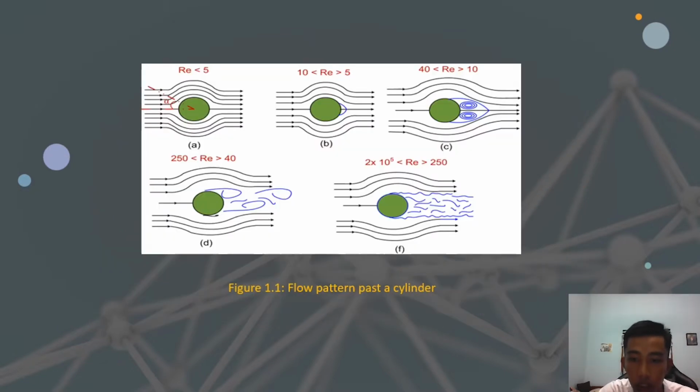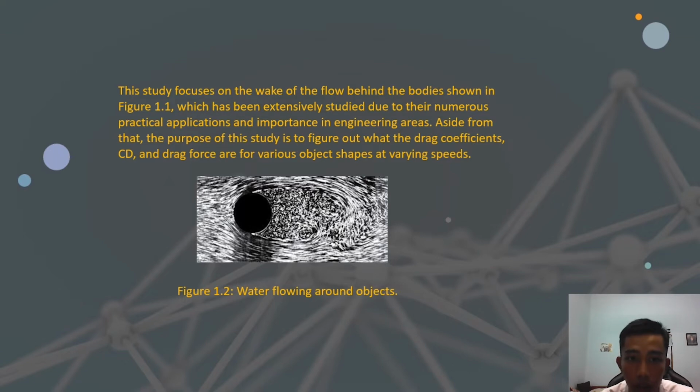So here, this is the flow pattern past a cylinder. Furthermore, this study focuses on the flow behind the body shown in figure 1.1, which has been extensively studied due to its numerous practical applications and importance in the engineering area. Aside from that, the purpose of this study is to figure out what the drag coefficient, CD, and drag force are for various objects shaped at varying speed.